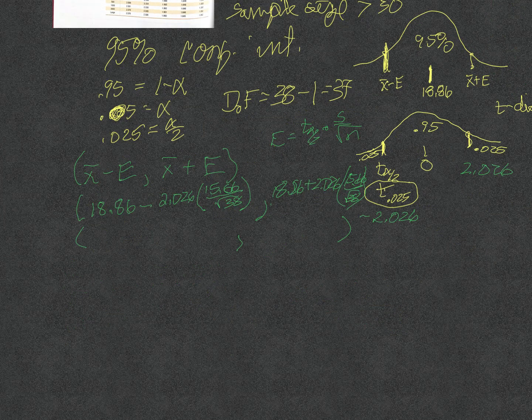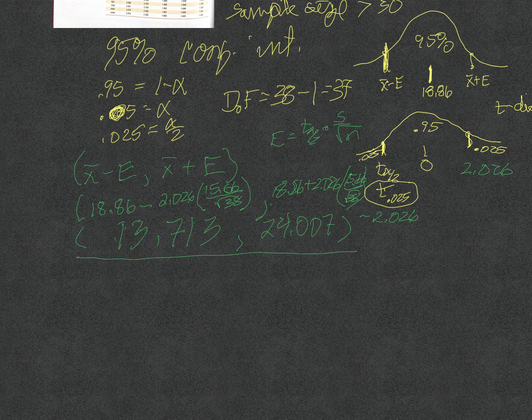And so our confidence interval is 24.007 to, oops, got that on the wrong side. 24.007 is the bigger number, and the smaller number is 13.713. And so this is our confidence interval.